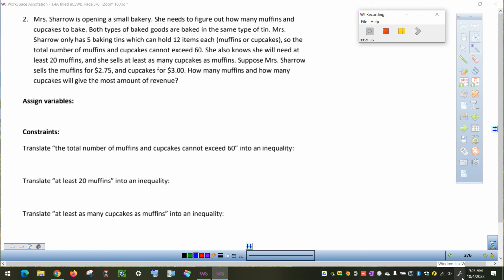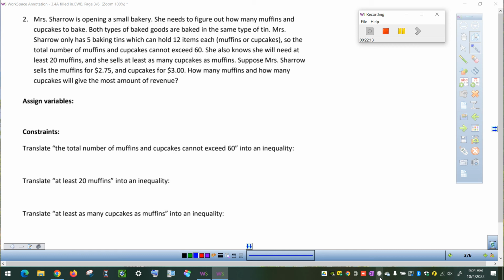And she needs to figure out how many muffins and cupcakes to bake. Well, both types of baked goods are baked in the same type of tin. Nashira only has 5 baking tins, which can hold 12 items each, and those could be muffins or cupcakes. So the total number of muffins and cupcakes cannot exceed 60. She also knows that she will need at least 20 muffins, and she sells at least as many cupcakes as muffins. Suppose Nashira sells the muffins for $2.75 and the cupcakes for $3. How many muffins and how many cupcakes will give the most amount of revenue? In other words, will maximize the revenue.